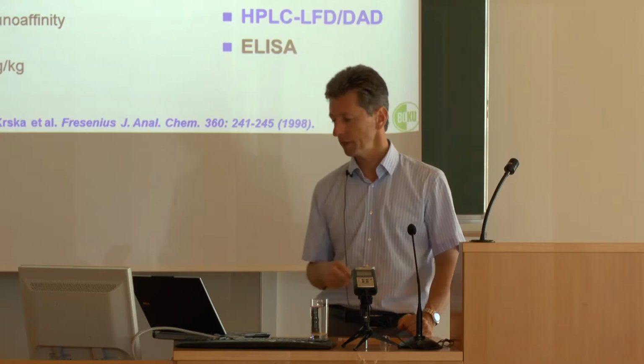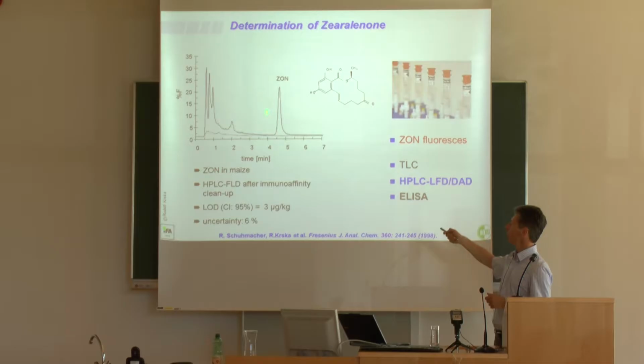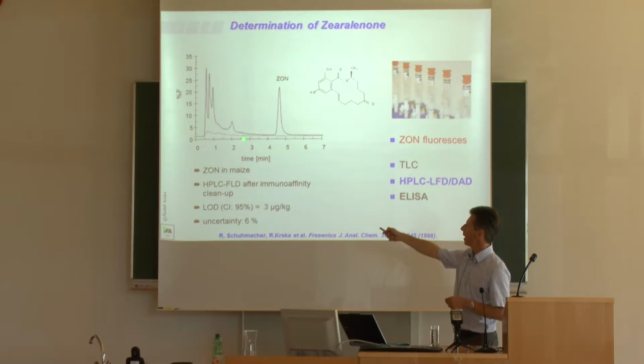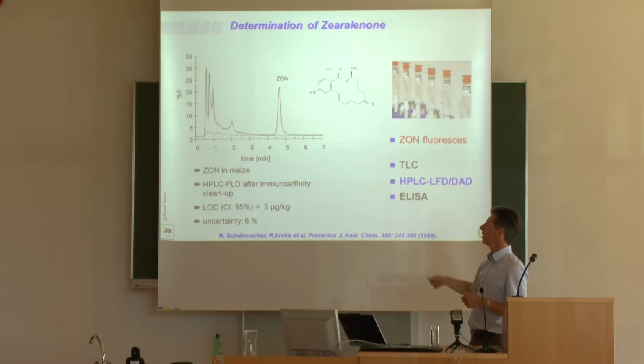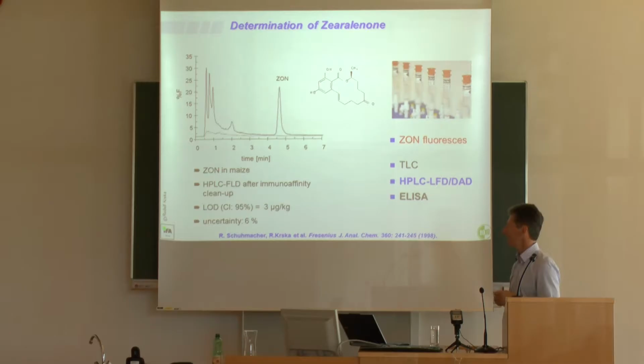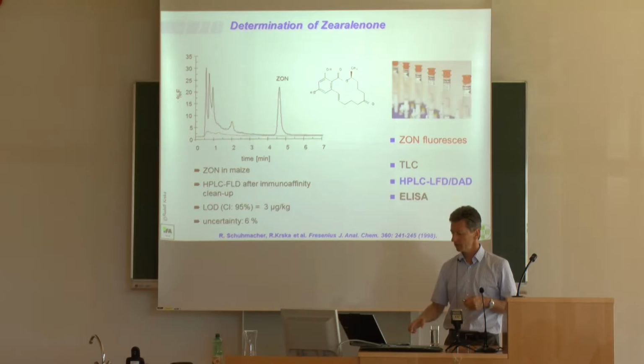This shows the power of an immunoaffinity column. You see here between 2.5 minutes and 7 minutes just one peak, although this is a maize matrix where zearalenone elutes. It shows that this is a really selective method in combination with liquid chromatography and fluorescence detection after immunoaffinity cleanup, with a reasonable uncertainty of 6% and an LOD of 3 microgram per kilogram. That is just to demonstrate that these methods work pretty well.